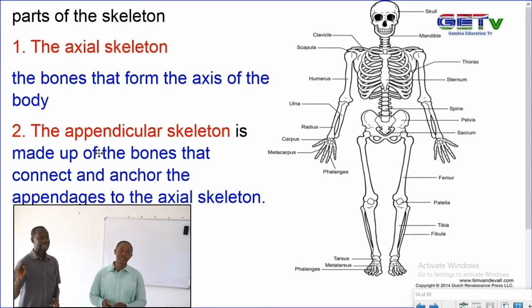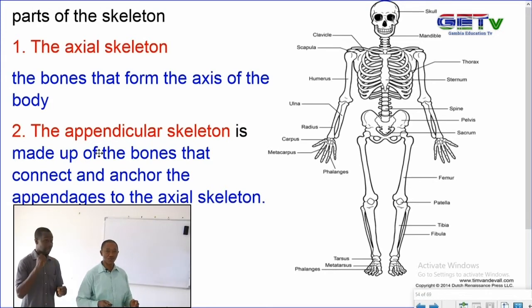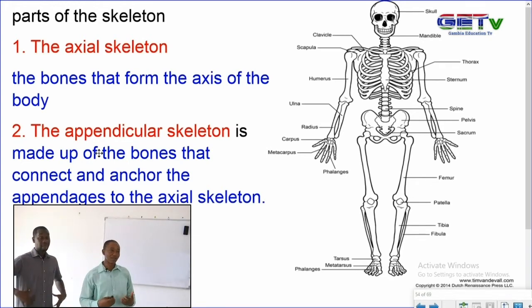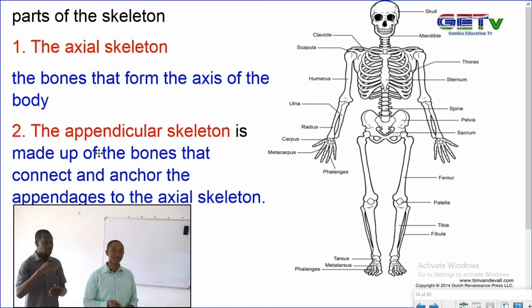And the appendicular skeleton, on the other hand, is made up of the bones that connect these bones to the main frame, okay? So simply the limbs, the bones of the hands and the bones of the legs. The hands and the legs, we call them limbs. So these are the two divisions of the skeleton.